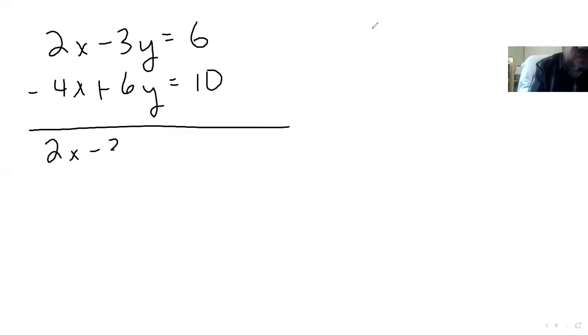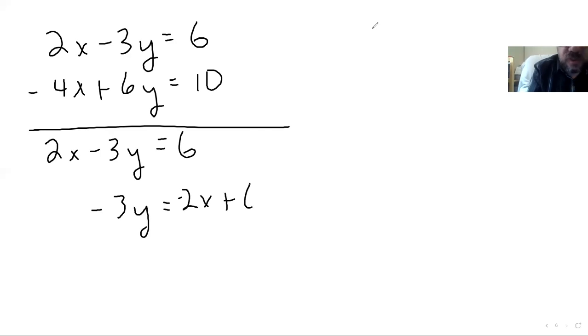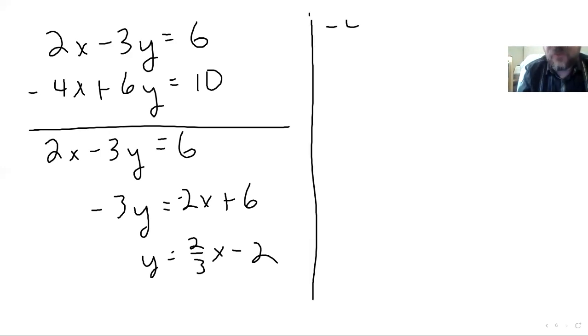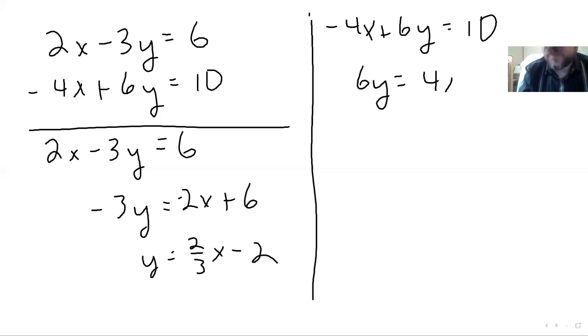So 2x minus 3y equals 6 minus 2x. Equals minus 2x plus 6 divided by negative 3. Y is 2/3 x minus 2. And that moved my whole screen, pardon me. That's what I get for drawing on my screen here. We got minus 4x plus 6y equals 10. Same thing as before, 6y equals 4x plus 10. Divided by 6, y equals 2/3 x plus 10 over 6 this time, which is 5/3 when I reduce it.